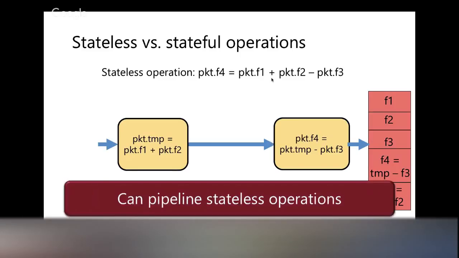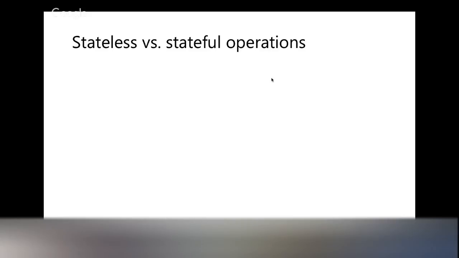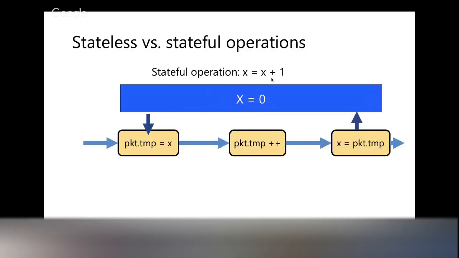The consequence is it's straightforward to pipeline these stateless operations because each packet is completely independent of the next. So let's see if we can apply the same trick to a stateful operation. Here's the simplest example I could think of, a counter. And here's an attempt at pipelining it. You have a piece of state X that is read in one atom into a temporary field. The second atom increments that temporary, the third one writes it back.